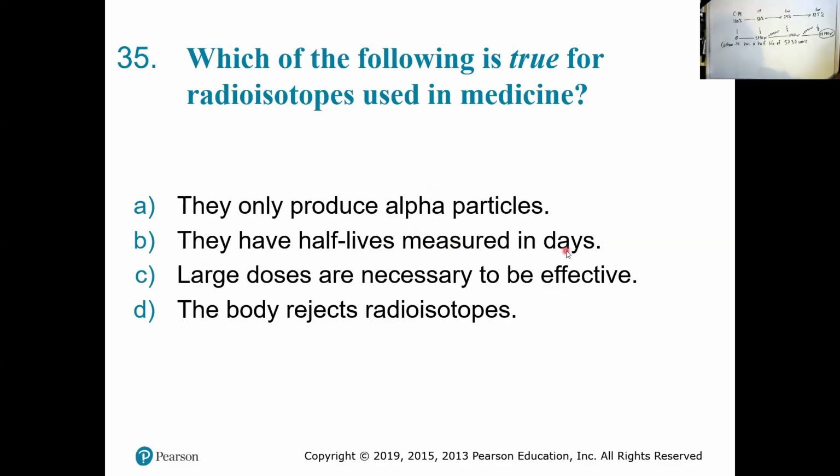Half-lives measured in days, that days or hours are the best types of half-lives. We want radioisotopes that have half-lives that are super short. Okay. We do not want to have to take large doses. We want to keep the doses small. And this last statement, the body rejects radioisotopes. We wouldn't want that to happen. Okay.